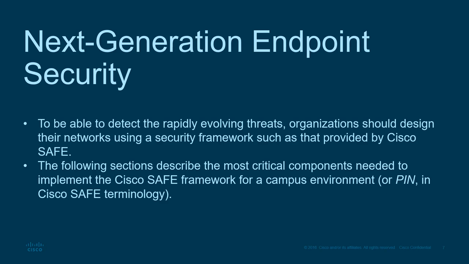To be able to detect and rapidly deal with evolving threats, we need to design a network to use a security framework that provides a safe environment. That's why Cisco pushes the Cisco SAFE. In the following section, we're going to be looking at the critical components needed to implement SAFE, and how to do that in a campus environment using the appropriate places in the SAFE architecture. We're also going to be covering SAFE terminology.